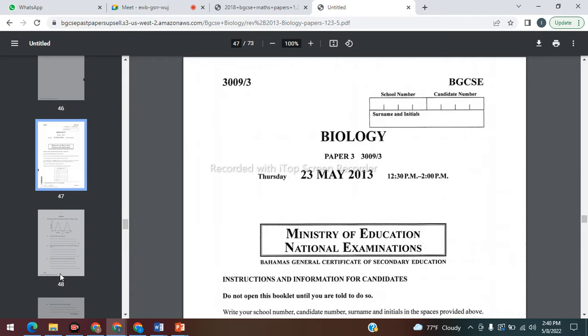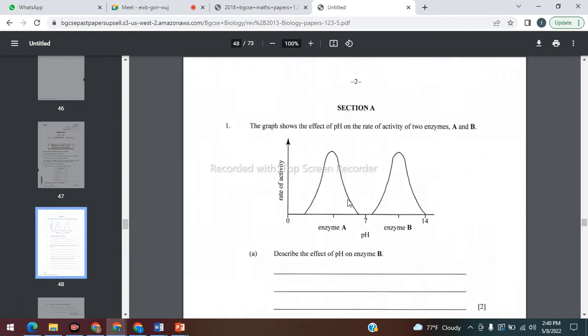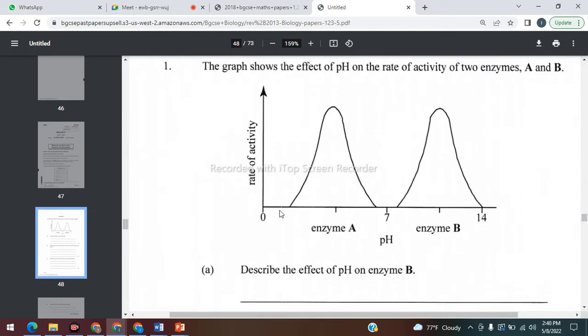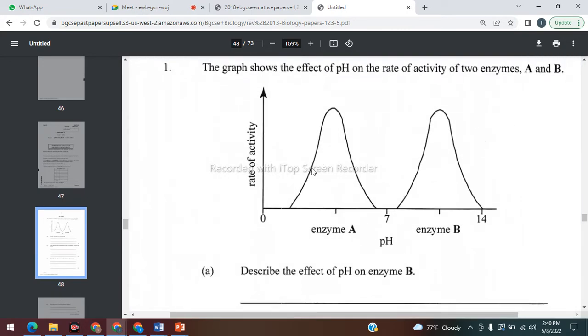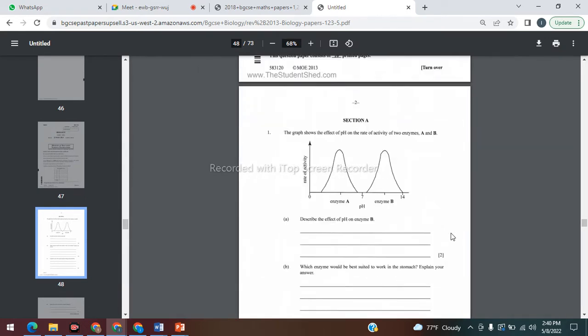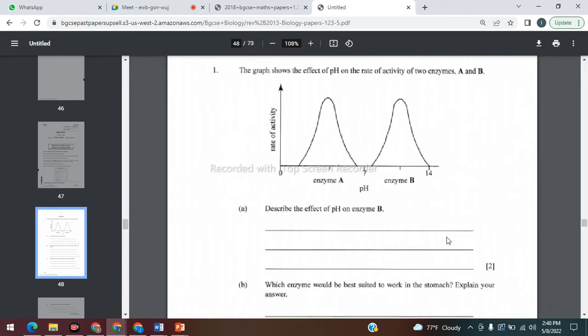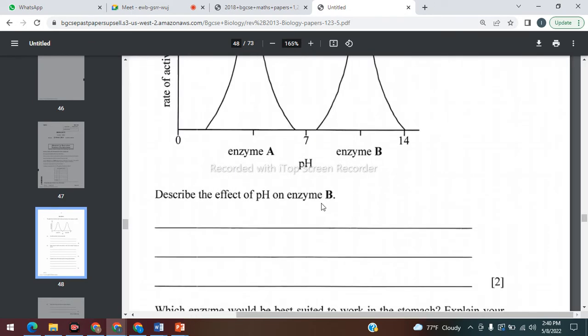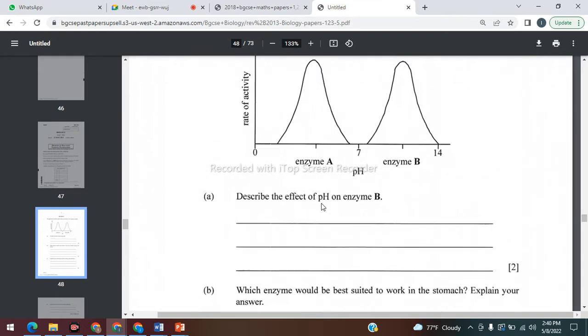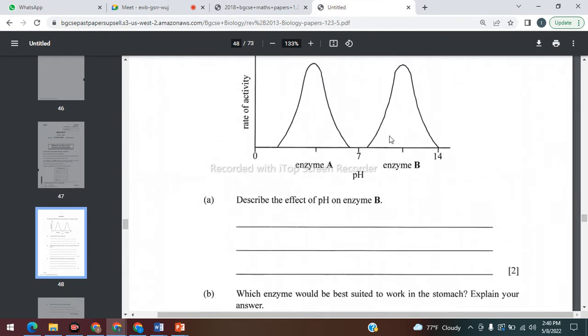Okay, so let's go. This one says the graph shows the effect of pH on the rate of enzymes. So I have two enzymes, A and B. So we have the rate of activity and we have enzyme A and enzyme B. It says describe, sorry, you can see my screen, right? Yeah. It says describe the effect of pH on enzyme B. So how would you answer this question?